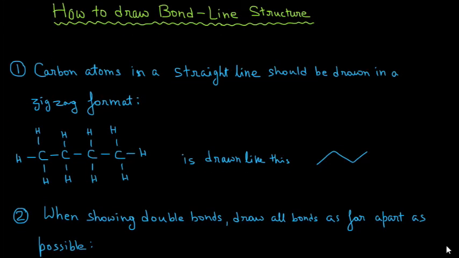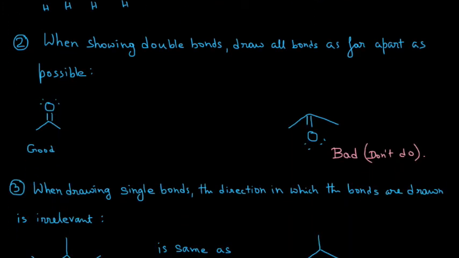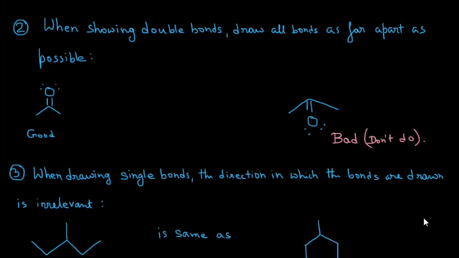The next topic is how to draw a bond line structure. The first step is that carbon atoms in straight lines should be drawn in zigzag. So we'll draw it in zigzag. Second, when showing the double bonds, draw all the bonds as far apart as possible. So this is the good way to represent, not this one. Here they are very near. This double bond is very near to this. No, keep it apart, keep it far.